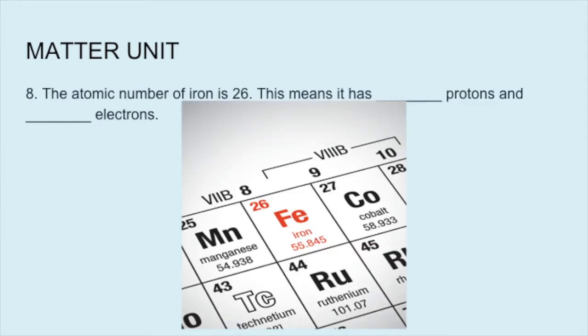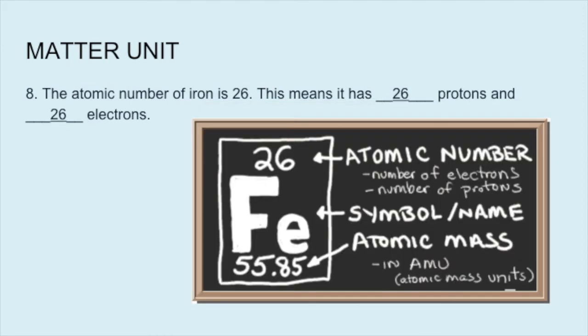All right, moving into the periodic table. For iron, the atomic number is 26. That means that it has 26 protons and 26 electrons. If you remember, our atomic number always tells us the number of protons. Atomic number and protons are always equal. And then protons and electrons are equal anytime we have a neutral atom.